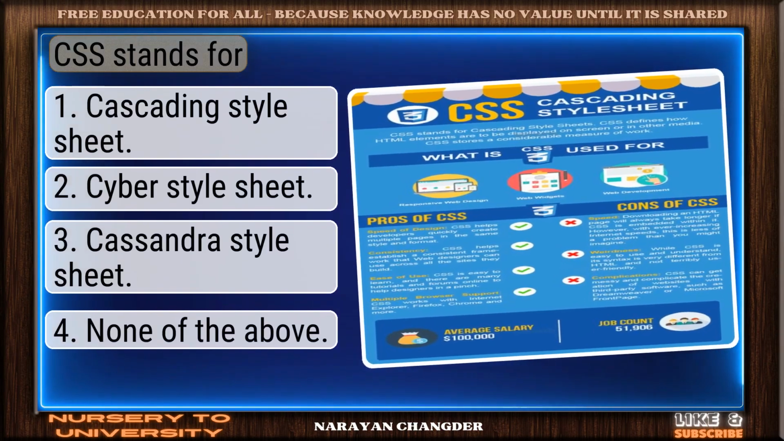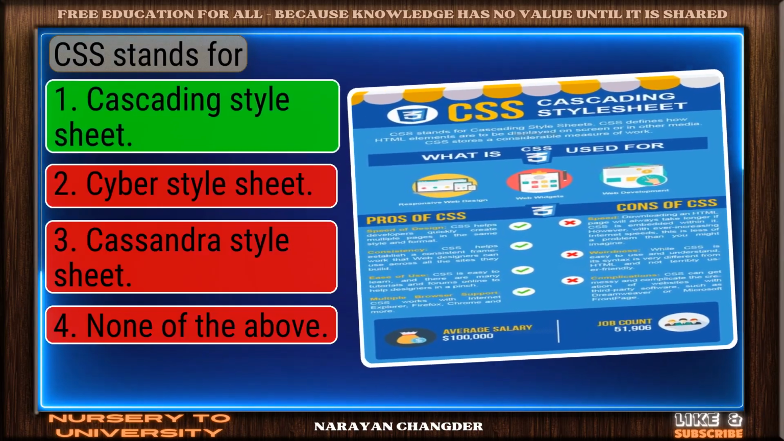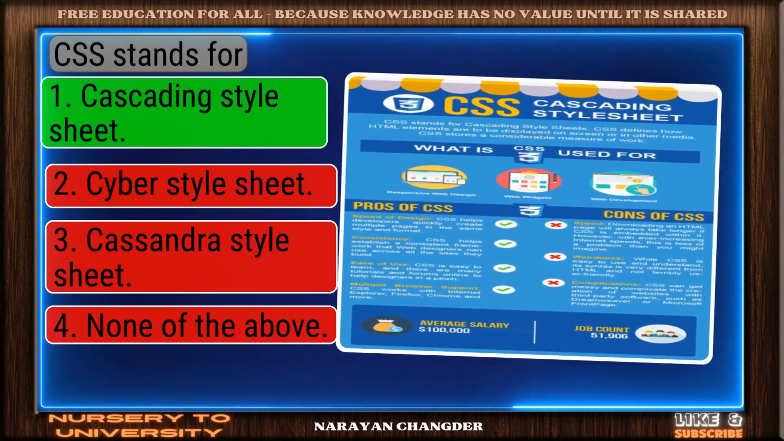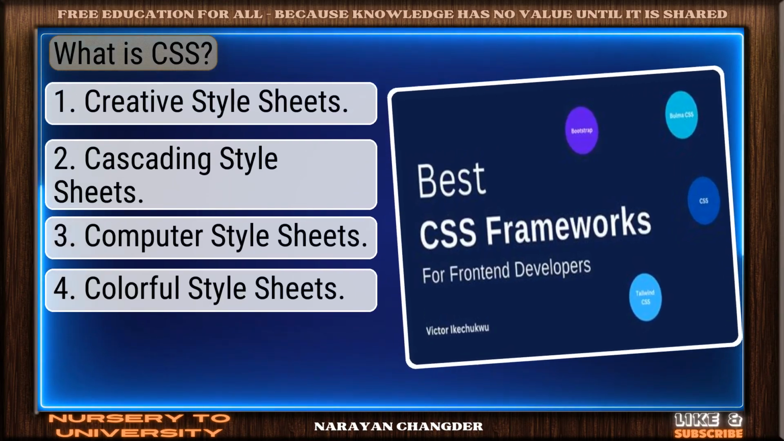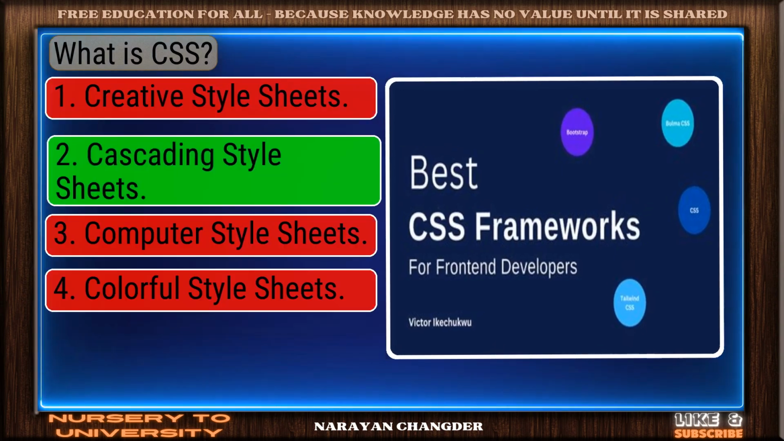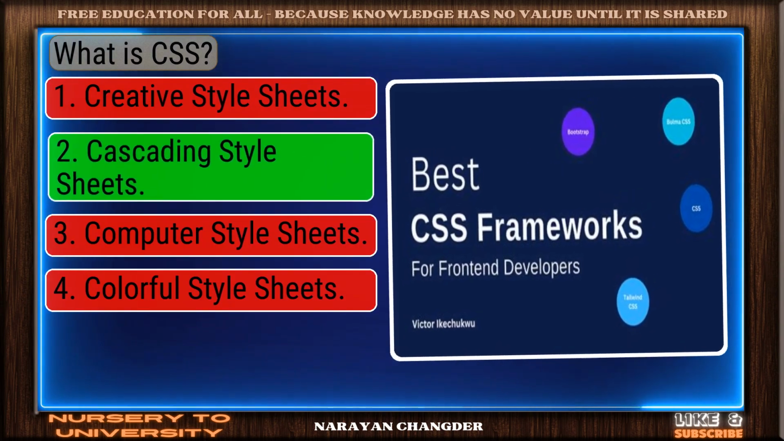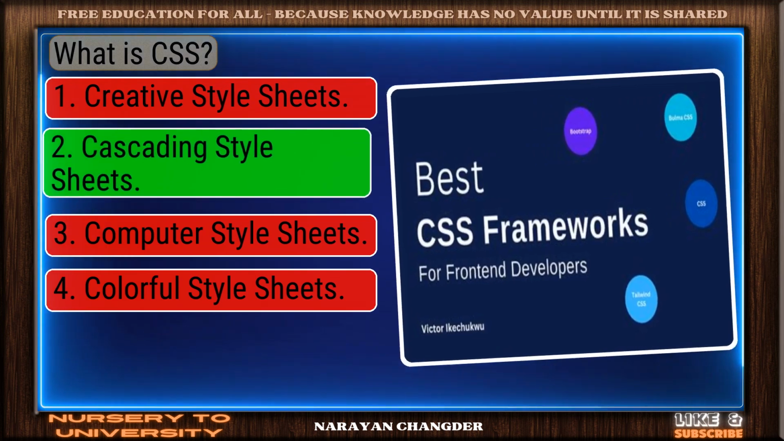Question number 79. C stands for. Correct response. Cascading style sheet is the most accurate answer. Question number 80. What is CSS? Great thinking. Cascading style sheets is the right choice.